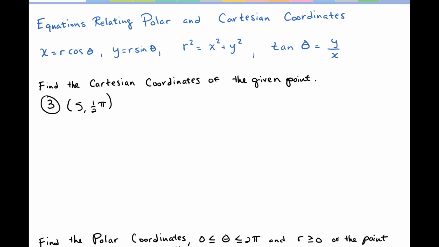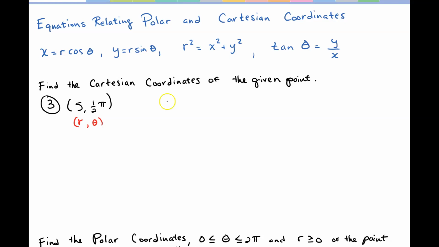All right, the first thing that we'll note is that x equals r cosine theta, y equals r sine theta, r squared equals x squared plus y squared, and tangent of theta equals y over x. So what we're going to do is, in the first example, we're given polar coordinates, and we should remember that a polar coordinate is always expressed as (r, theta). Okay, so that being said, our r is 5. Our theta is half of pi, or pi over 2.